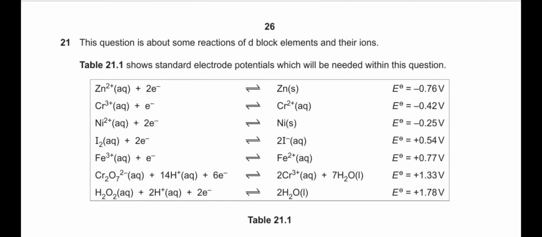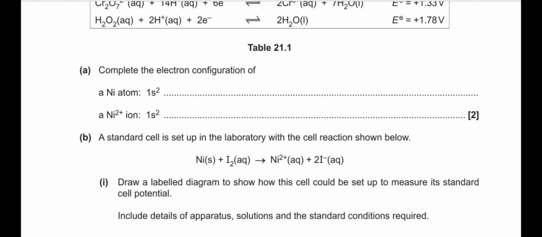Question 21. This question is about some reactions of D block elements and their ions. Table shows standard electrode potentials which will be needed within this question. We have been provided with several redox reactions along with their respective electrode potentials. Part A: complete the electron configuration of a nickel atom.